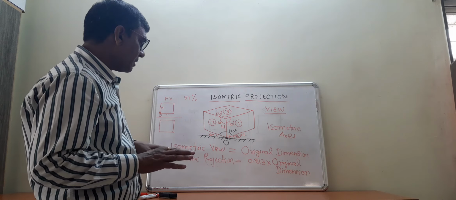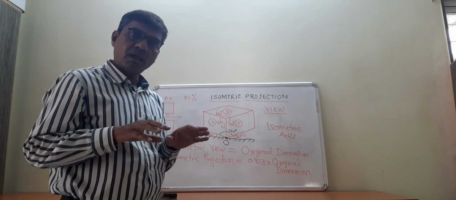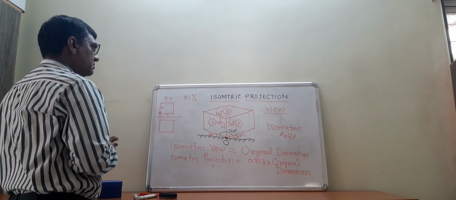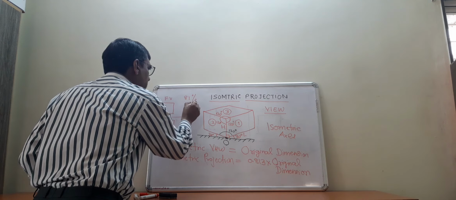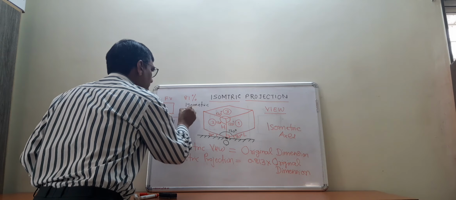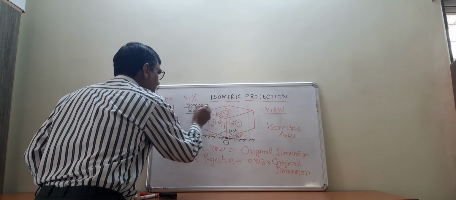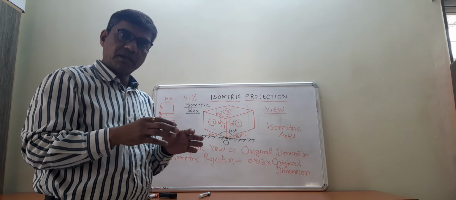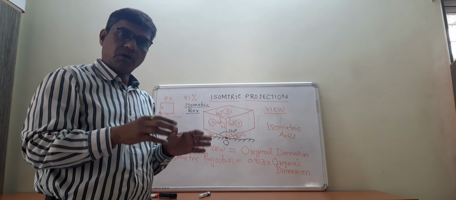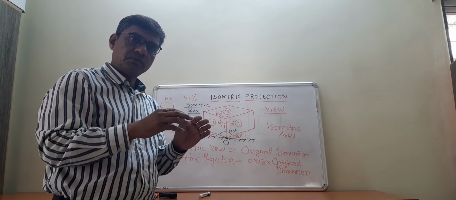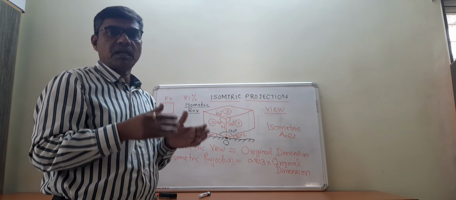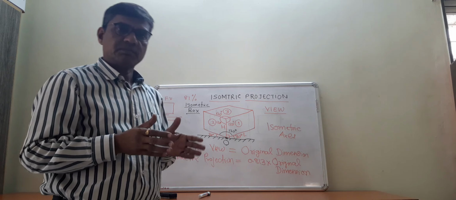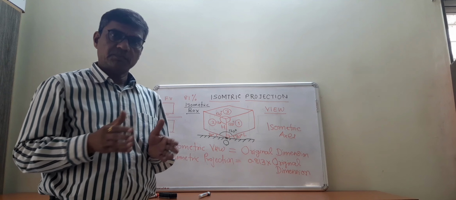So from that point of view, whatever dimensions we get in the actual question, the same dimensions we are going to use to construct this isometric box with the original dimension. And this isometric box with original dimension will help us in accommodating all the views of a given object in the form of orthographic views, to see the answer in the form of a three-dimensional picture, which will be known as isometric view. So this part we are going to conclude at this point of time.